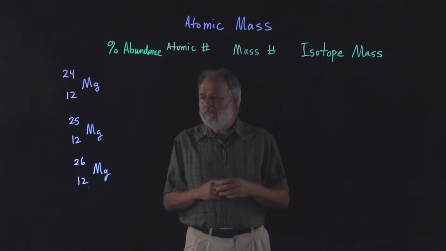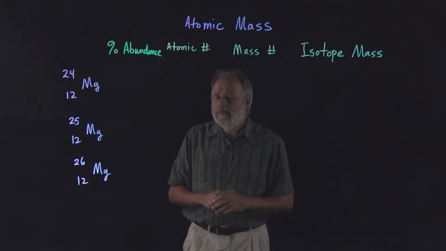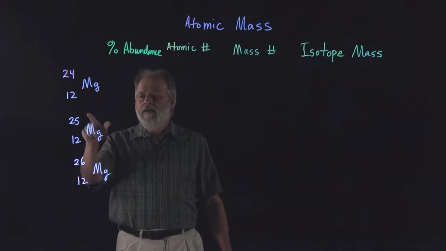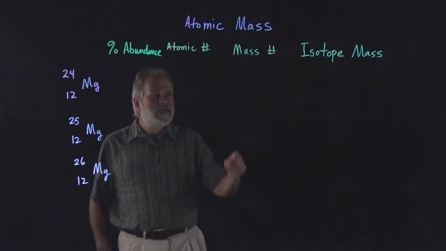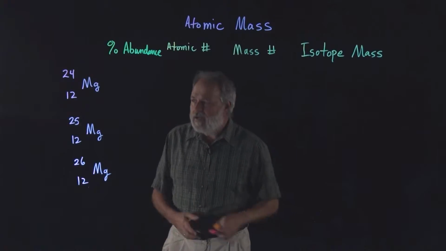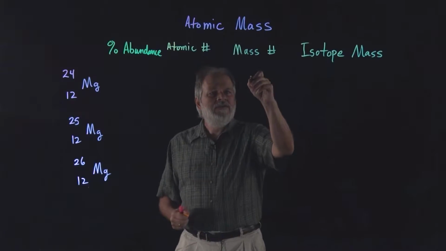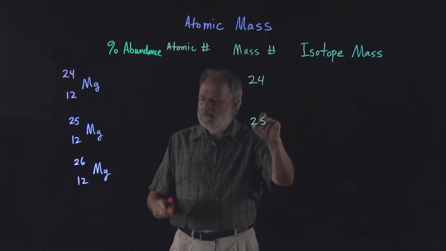So we're going to use the example of magnesium here. And we've written the symbols for magnesium for each isotope. So you write the element symbol, and then as a superscript you put in the mass number. And so we can go ahead and list all the mass numbers for every one of these isotopes. So this is mass number 24, 25, 26.